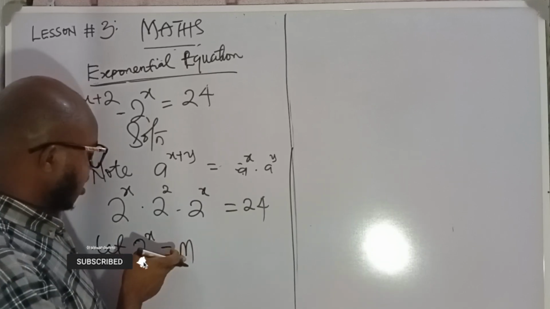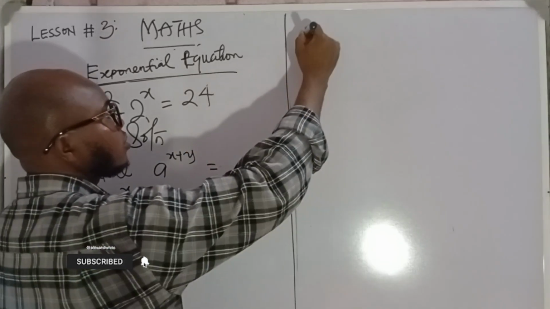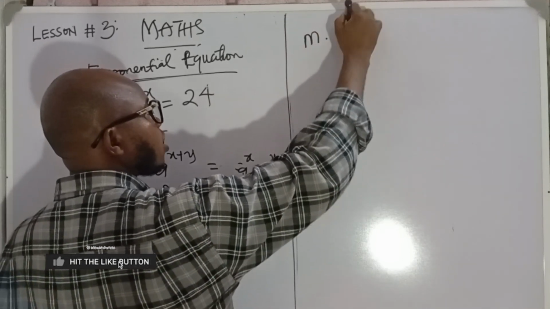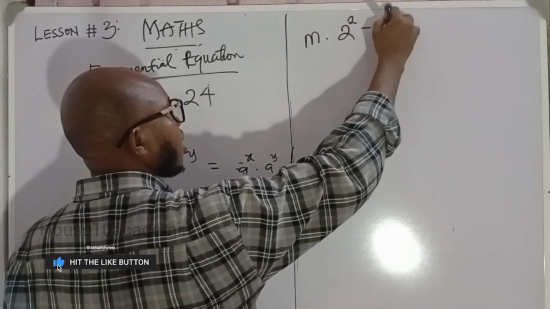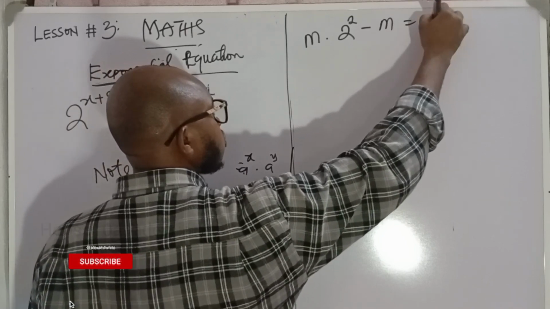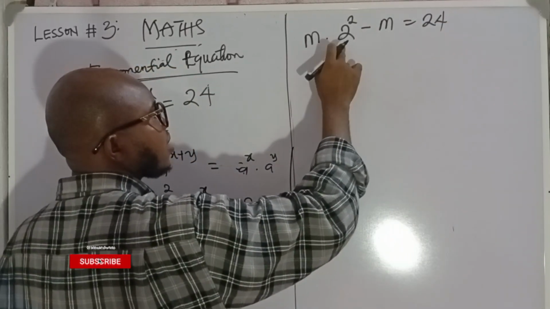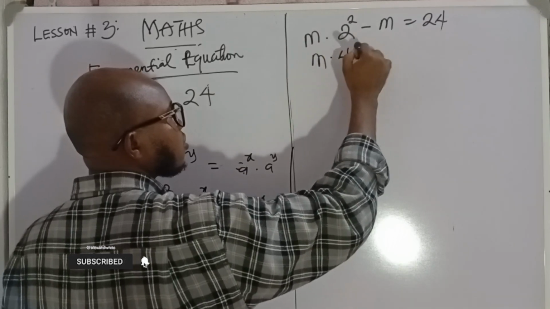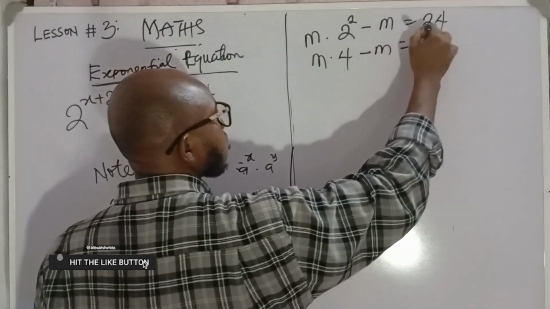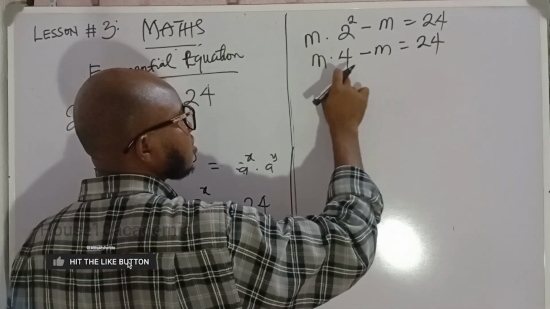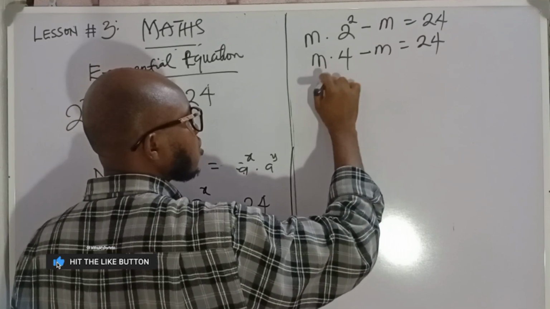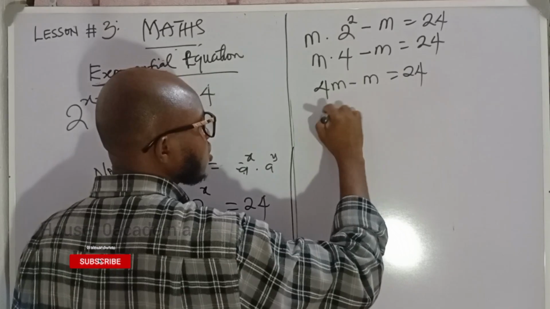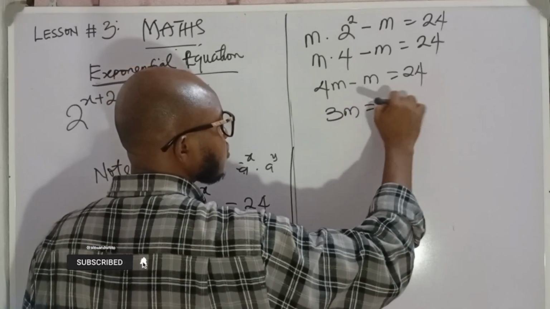So anywhere we see 2^x, we're going to substitute m into this. So we have m times 2 raised to power 2, minus m equals to 24. So this is m times 4, minus m equals to 24. So 4m minus m equals 24. So this will give us 3m equals to 24.